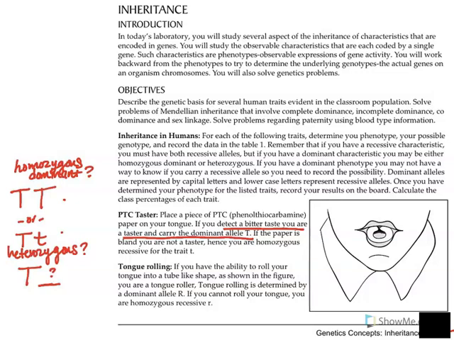If the paper is bland, you are not a taster, hence you are homozygous recessive for the T. If you are homozygous recessive, you could only be one genotype: two lowercase t's. There's no confusion about that. Since you are not going to be doing this, you can write my information in the chart, and we'll do this together.